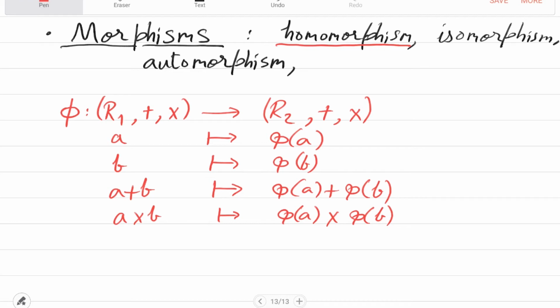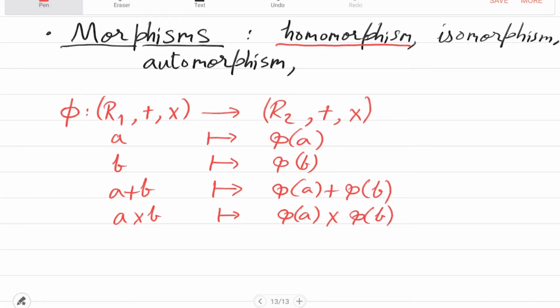What's an automorphism? When R1 and R2 are the same, and phi is an isomorphism, so it's an automorphism. Auto refers to itself.